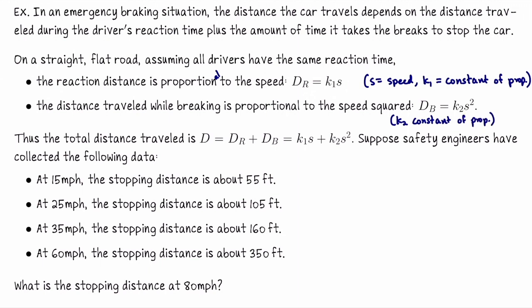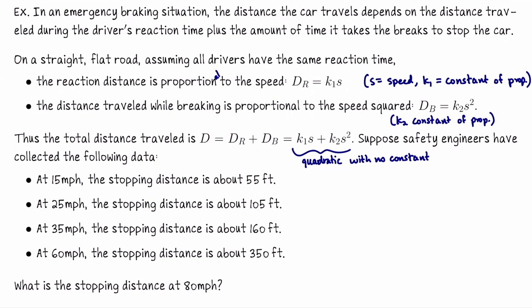So during an emergency braking situation, the total distance that you're going to travel is the sum of those two. So it's k1s plus k2s squared. That's a quadratic polynomial with no constant term. So that's the model that we want to generate the coefficients K1 and K2 for.